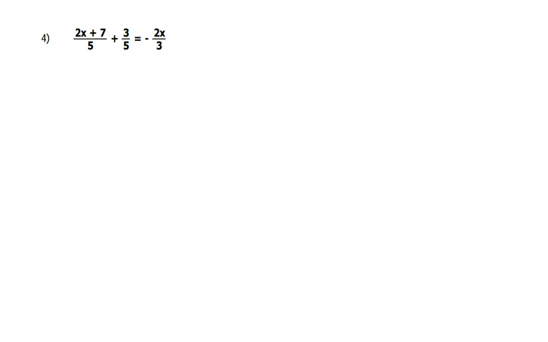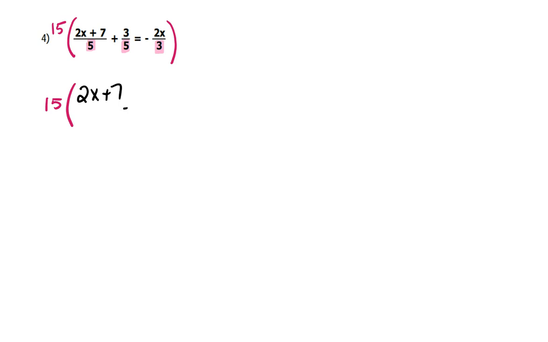All right, this one's another problem with fractions. My denominators are 5, another 5, and a 3. And the magic number to get rid of all of those is 15. 5 will go into 15 3 times. 3 will go into 15 5 times. So I'm going to multiply 15 times all 3 terms.